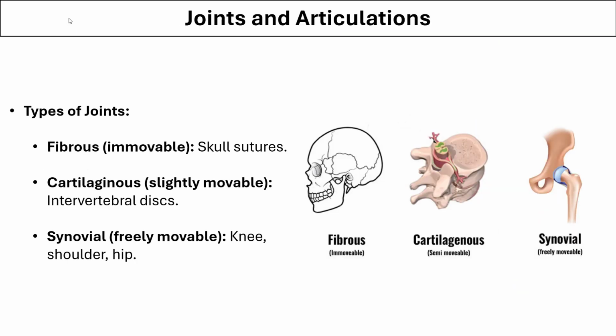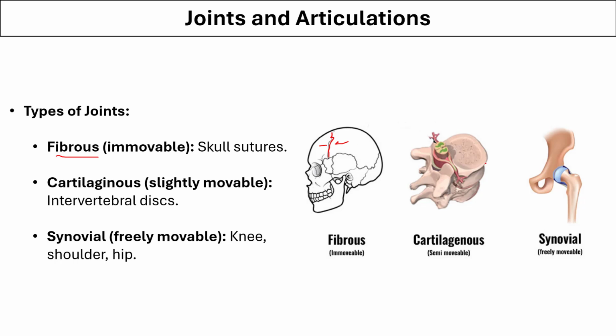Joints are the areas where two or more bones connect with each other, and they allow movement and provide stability to our skeletal system. The joints can be of different types depending on how freely the bones around them can move. The fibrous joints are the joints that connect your skull bones, and they are like sutures. They are kind of stitches between your skull bones, and they are immovable.